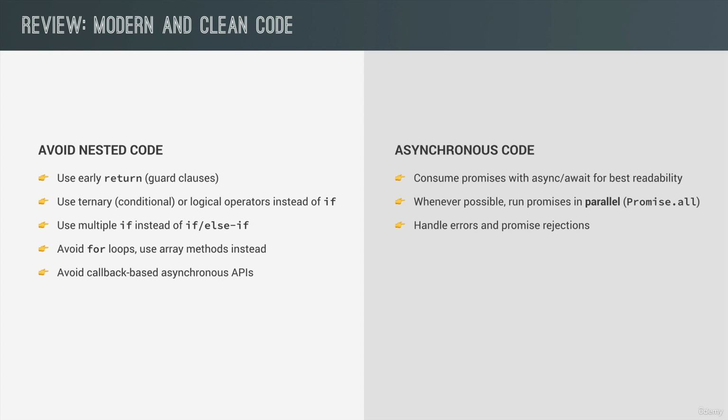Now, something that's very important is that whenever you can, you should run promises in parallel using the Promise.all combinator function. So when you have two promises that can run at the same time, so promises that do not depend on each other, then please run them in parallel to make the application a little bit faster for your users. And finally, always handle errors and promise rejections. So this is simply a best practice for clean code.